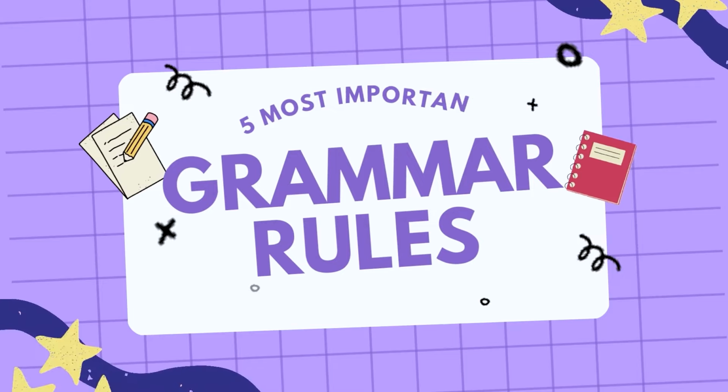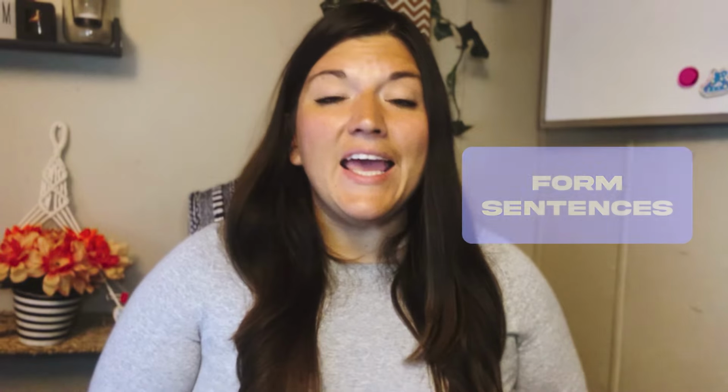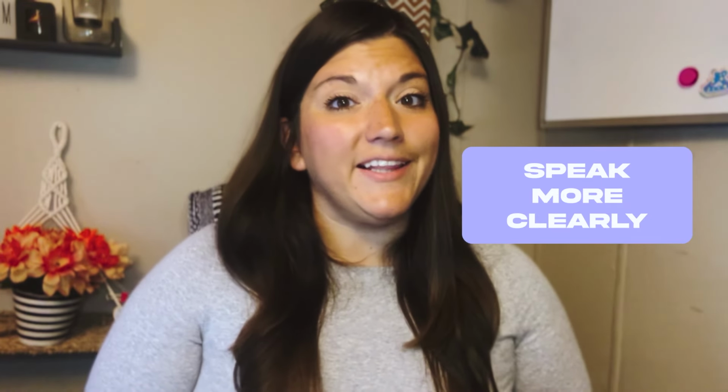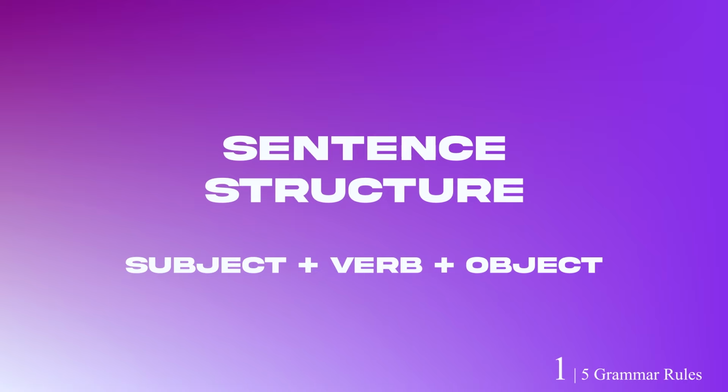We are going to be talking about 5 of the most important grammar rules you need to know to help you form sentences and speak more clearly in English. Number 1, sentence structure. Subject plus verb plus object. You may have seen this before, but what does it mean?